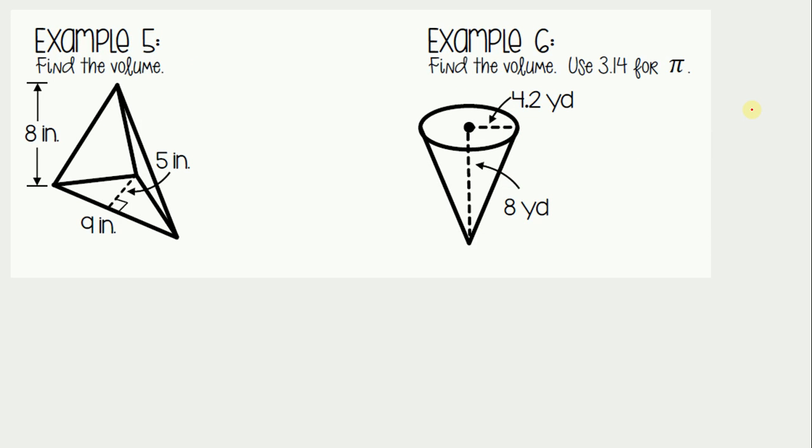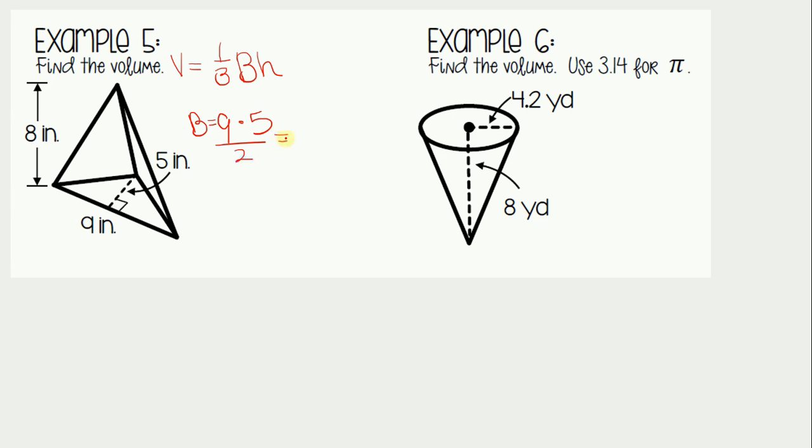Let's look at these ones. Looks like we have a triangular pyramid here. So volume equals 1/3 times my base times my height. Okay, so let's find the area of my base. This one might take a little bit, just because it is a triangle. So area of a triangle is base times height divided by 2. So my base is 9 times my height of that base, 5, and divide that by 2.